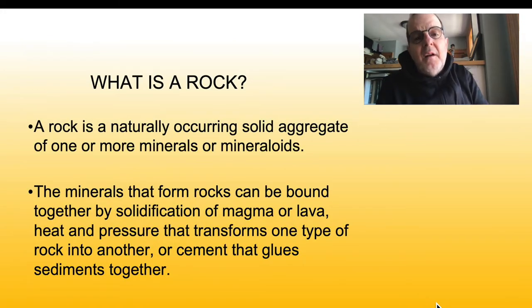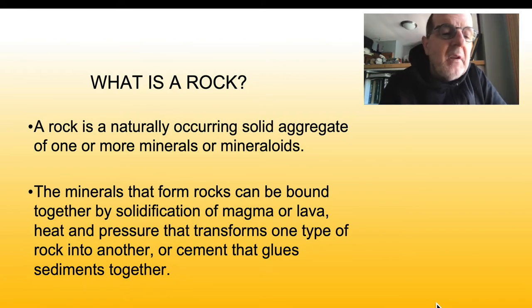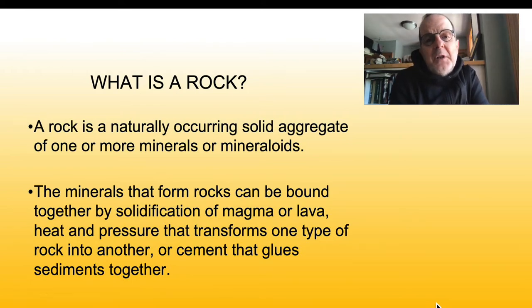To begin with, a definition. A rock is a naturally occurring, solid aggregate. It's a word I asked you to know. Aggregate, meaning a mixture of one or more minerals or mineraloids. What's a mineraloid? That's a mineral that does not have any particular crystal form. It's somewhat amorphous, doesn't have perhaps the unit cell that we've discussed.